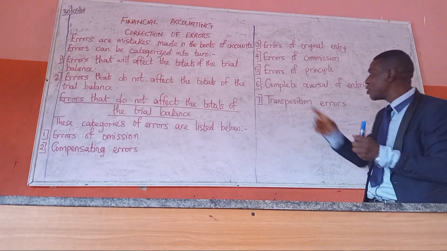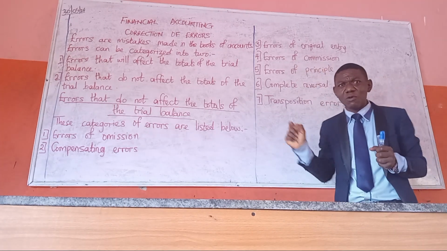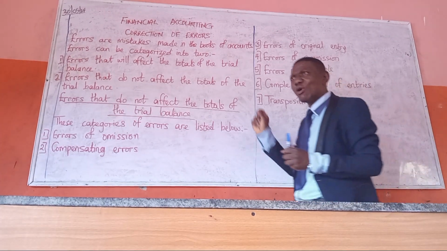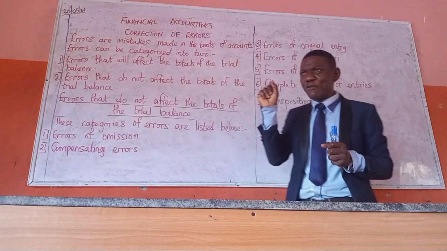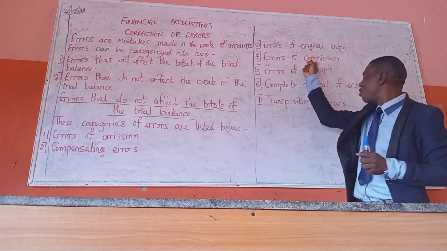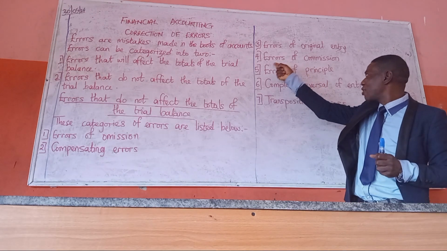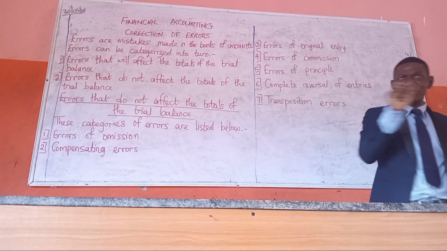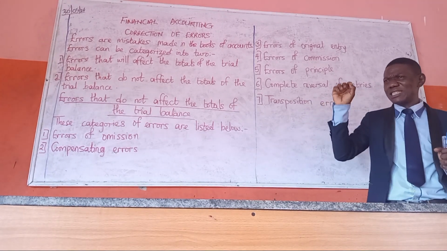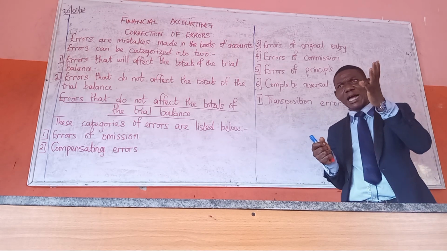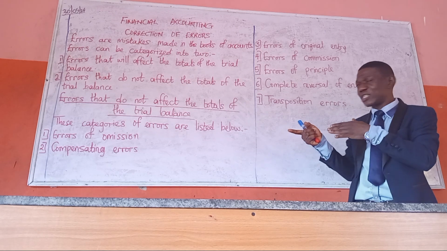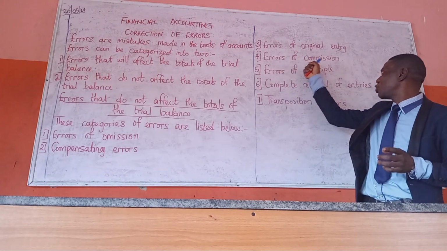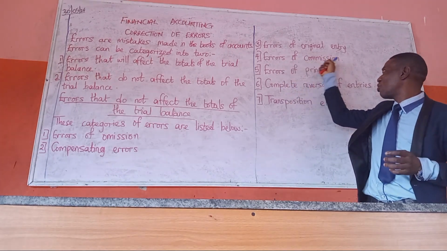Errors of commission. Whenever you hear commission, this is how I mastered it when I was very young. Errors of commission simply means that you have committed an offense or an error against the name of a person. So anytime you hear errors of commission, it's simply talking about wrong names. That means instead of Mr. Benson, you have posted the transaction into Mr. Benson's namesake account. So the name of a person will be affected. That is talking about errors of commission.